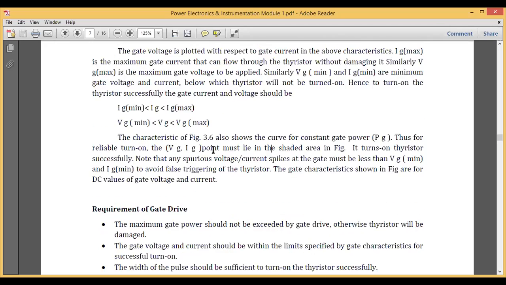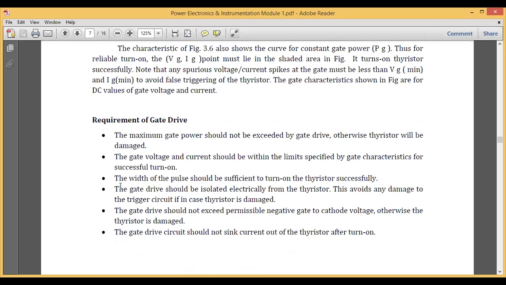The third point says the width of the pulse should be sufficient to turn on the thyristor successfully. The width is nothing but the pulse width, on and off pulse. The pulse width should be at least the minimum, sufficient to turn on the SCR. If the pulse width is very small, then it becomes very difficult to turn on the thyristor. The fourth point says the gate drive should be isolated electrically from the thyristor. This avoids any damage to the triggering circuit in case the thyristor is damaged. That is nothing but providing some kind of isolation for the gate drive, else your whole SCR will get damaged.